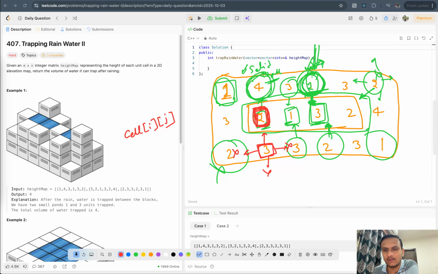Okay, since I know that, what's the adjacency above? Four. See the 3. What's the 3? And here 1. From these 3 directions I can see I can trap 3 units of water, minus 2, so 1. So I can trap 1 unit of water here. Okay, so it will become 3.